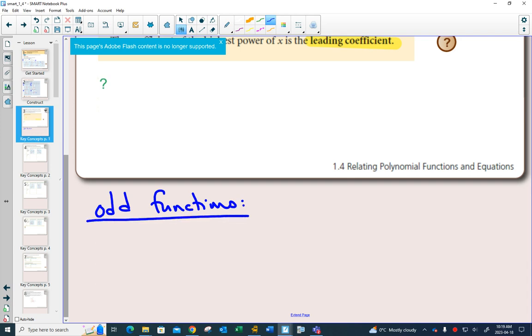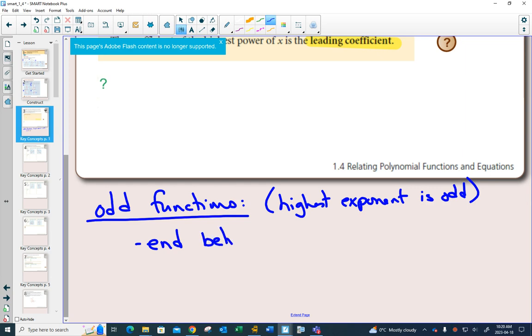First one we're going to look at is odd functions. An odd function is when the highest exponent is odd. So an x cubed graph is an odd function. An x to the 5 one would be an odd function. And we're going to make a little note, and we're going to see what this means in the next little bit.